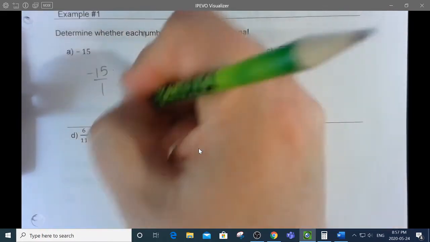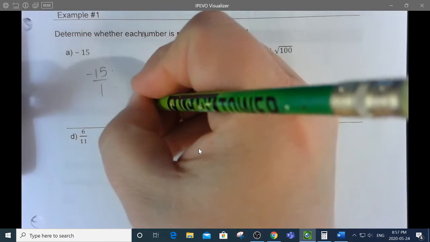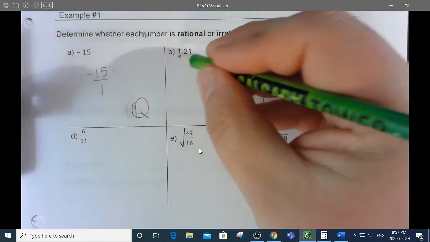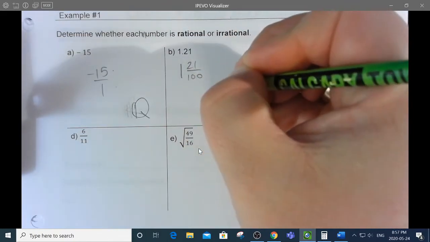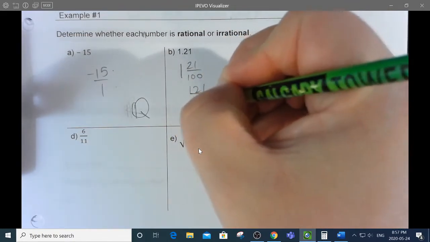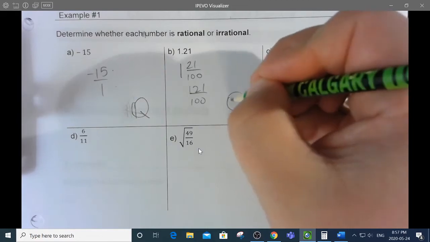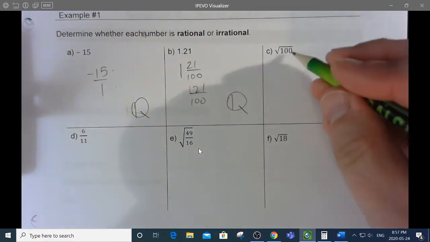Oops, that's real. I meant to say Q. My bad. Q. Rational. 1.21. Well, that's 1 and 21 hundredths, and that's 121 hundredths. That's a fraction. Definitely rational. Square root of 100.